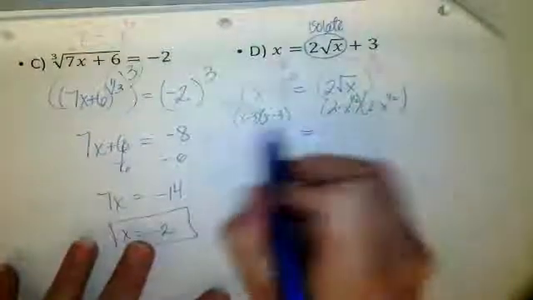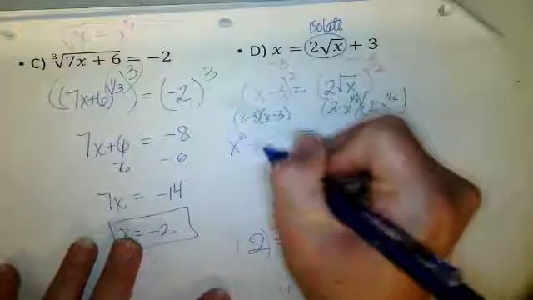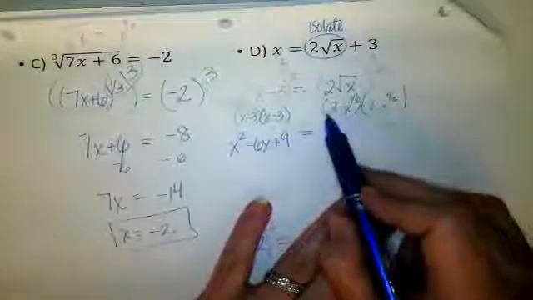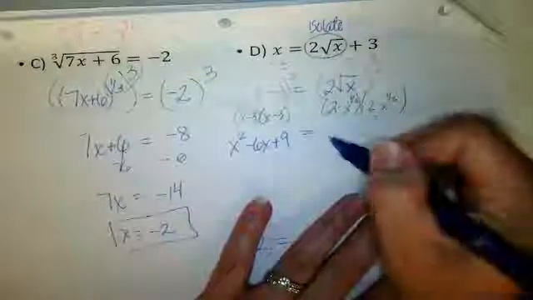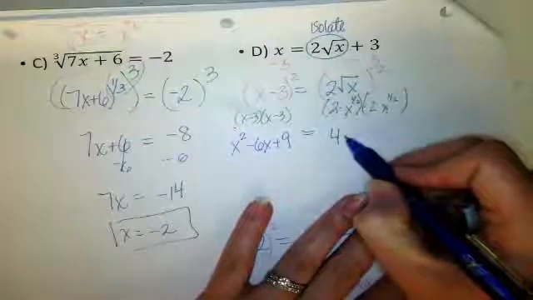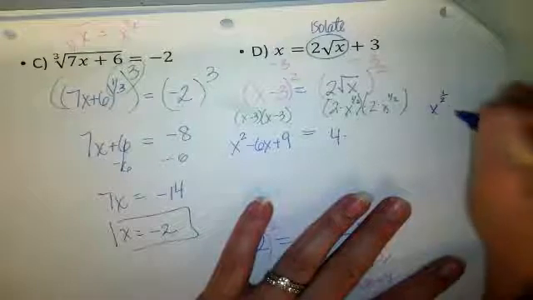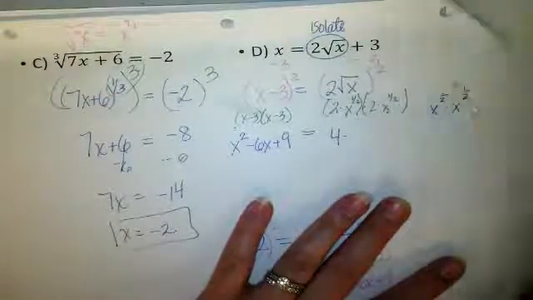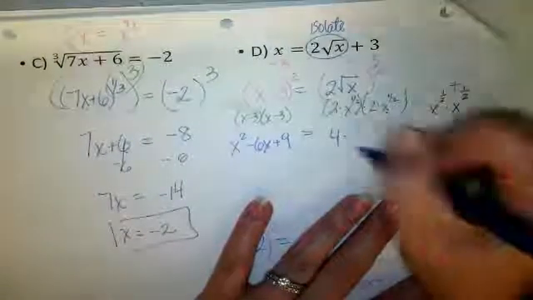On the left-hand side, we're going to do some super distribution here. What do we get when we distribute? X squared minus 6x plus 9. Good. Over here, there is no distributing. We're just multiplying. So 2 times 2 is 4. X to the 1/2 times x to the 1/2. They have the same base. What do you do with the exponents? Add the exponents. What's a half plus a half? 1 whole.